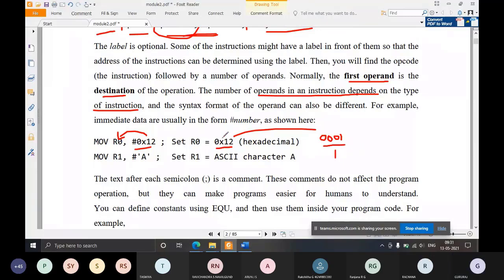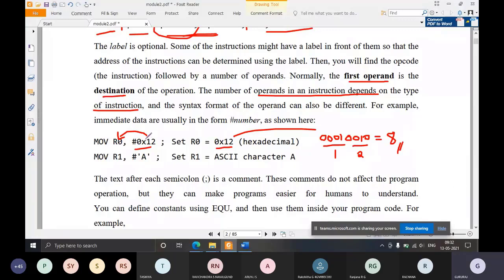This is 1, followed by 2. To represent 2, again it is 4 bits: 0, 0, 1, 0. So this is 2. This is how you represent this hexadecimal value. So 0x12 means, totally, how many bits? 8 bits. That's all.